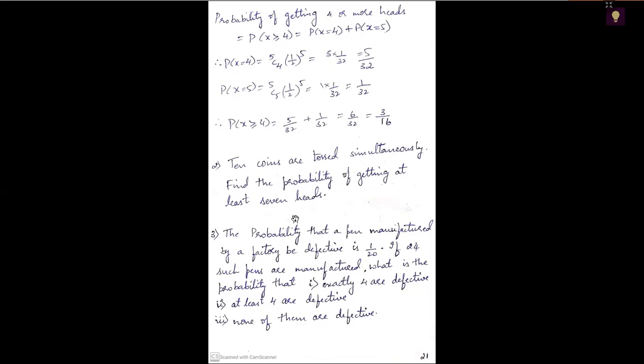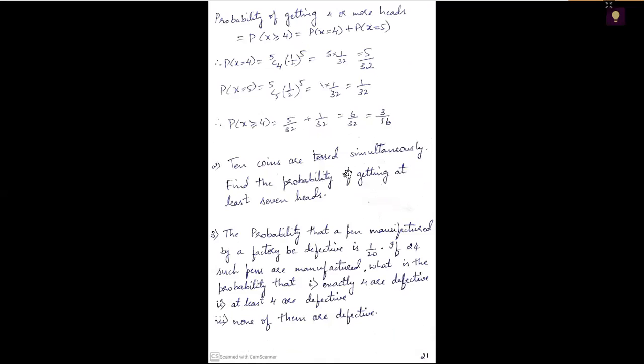Now let us look at the third one. The probability that a pen manufactured by a factory is defective is 1 by 20. If 24 such pens are manufactured, what is the probability that exactly 4 are defective, at least 4 are defective, none of them are defective? So here the random variable is finding a defective pen. So probability of a defective pen is p, that is equal to 1 by 20, that is 0.05. Probability of a non-defective pen, that is q, is nothing but 1 minus p, that is equal to 0.95. Since n is equal to 24, we have P of X is equal to nCx p power x q power n minus x. So exactly 4 are defective means P of X is equal to 4. Substitute, you don't have to simplify because these are very big numbers. When you have very small numbers only, you evaluate it, or else keep it as it is.